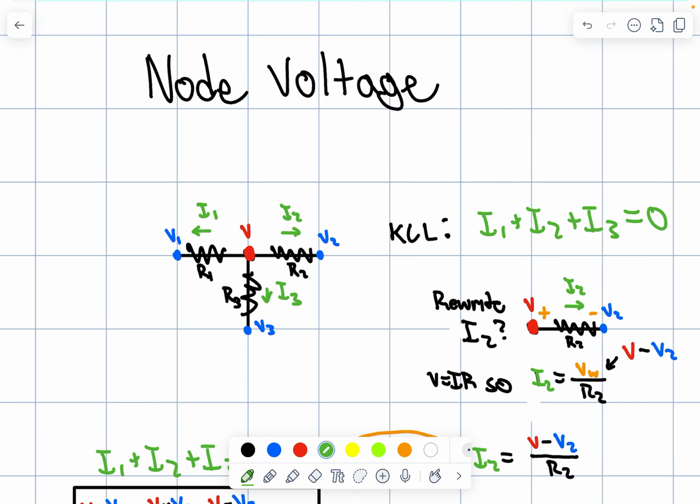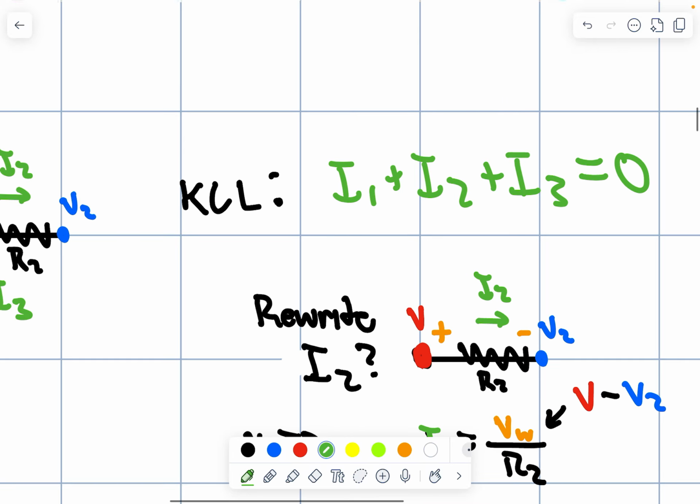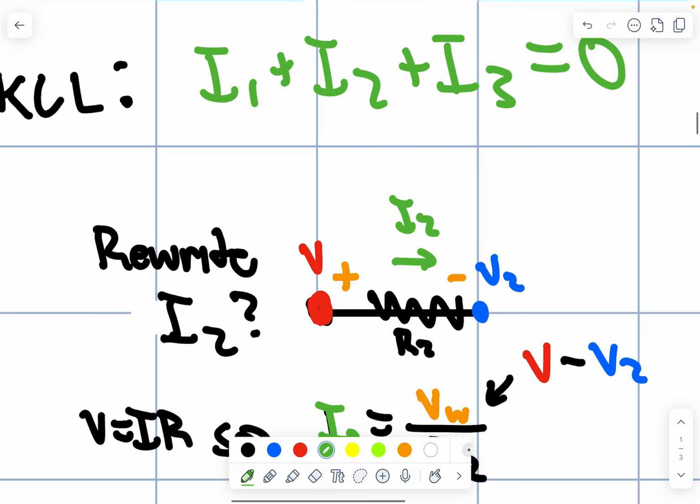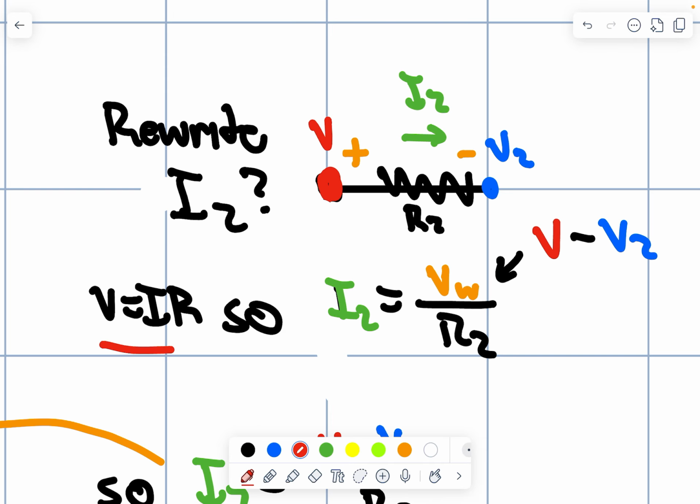So let's take just one. Let's take I2. Is there a way that we can rewrite I2, which I have drawn here? And the short answer is yes, okay? We know from Ohm's law that V is equal to IR. So if I want to rewrite my I2, this current, I can say I2 is equal to the voltage across the wire over R2. And the voltage across the wire goes from the base of the arrow to the front. So it's the voltage drop, and I labeled these plus and minus here. That's VW, okay? So it's the voltage drop from here to here over the resistance, all right? And that gets us VW over R2.